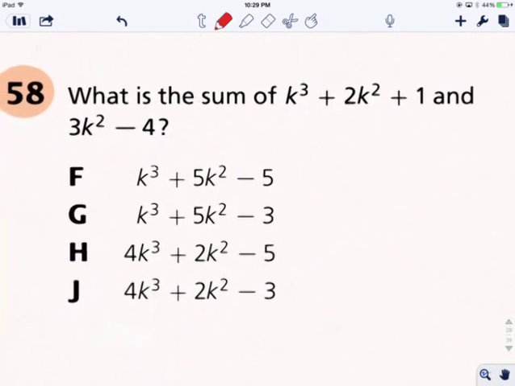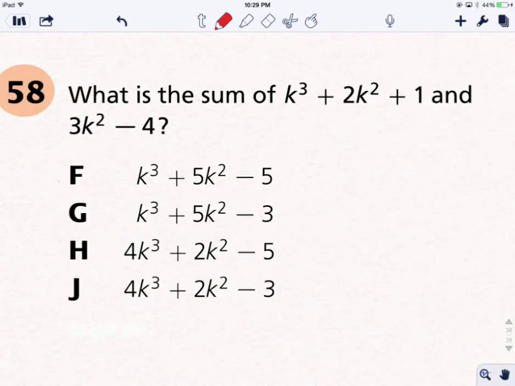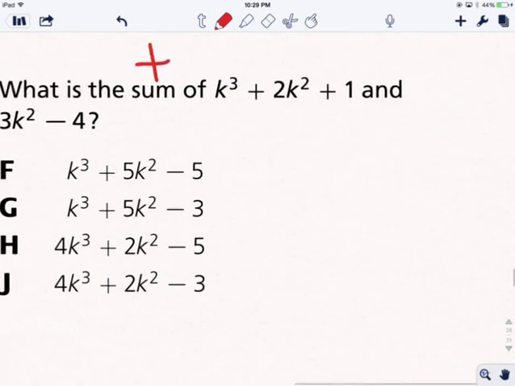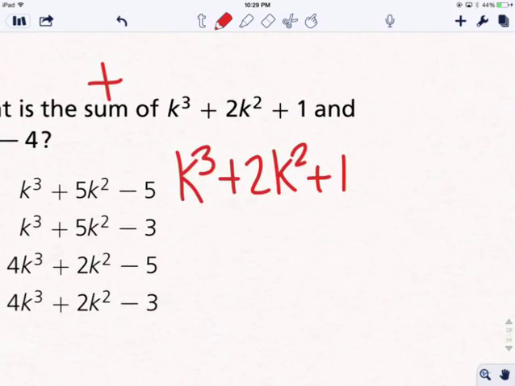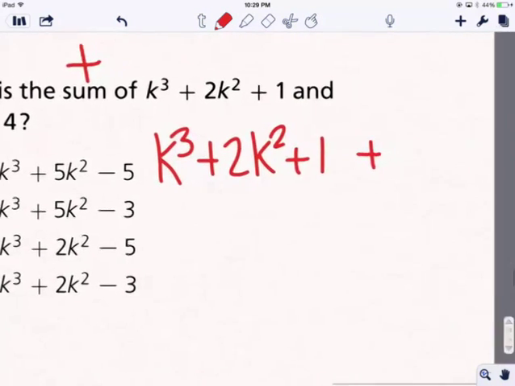Okay, now let's find the sum of these two polynomials. Sum, remember, means we are going to add these two polynomials. So k cubed plus 2k squared plus 1, and then we are adding 3k squared minus 4.